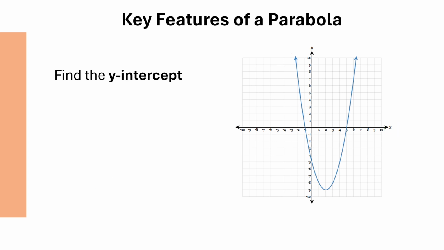To find the y-intercept, that's where the graph crosses the y-axis. We can see that our graph crosses at -5. Therefore, for the y-intercept of this point, your x value is always 0, and the y value is -5.